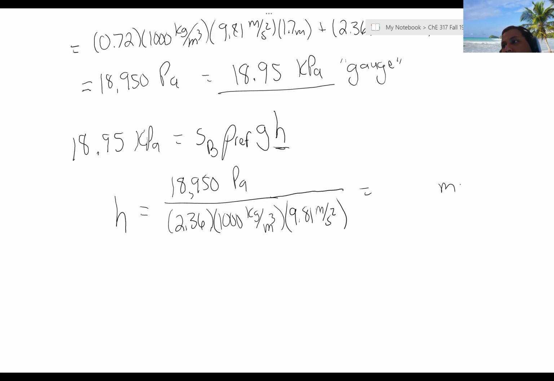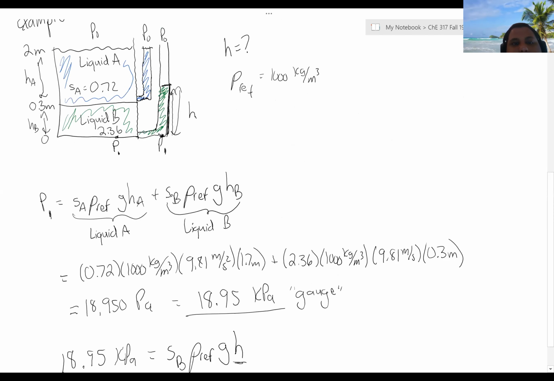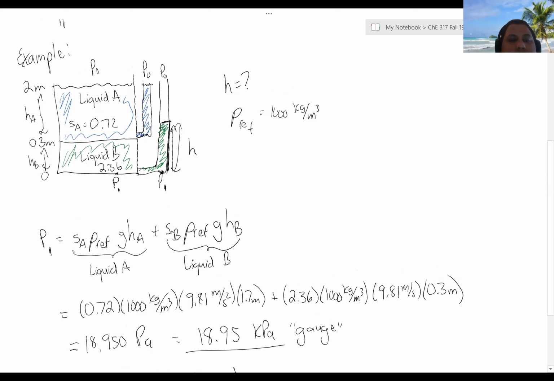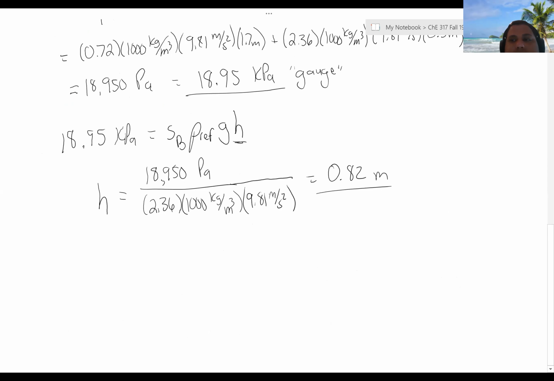Doing this calculation, we get about 0.82 meters. And so by application of fluid statics, we're able to determine the height of the liquid B in that second manometer. Any questions on that example?